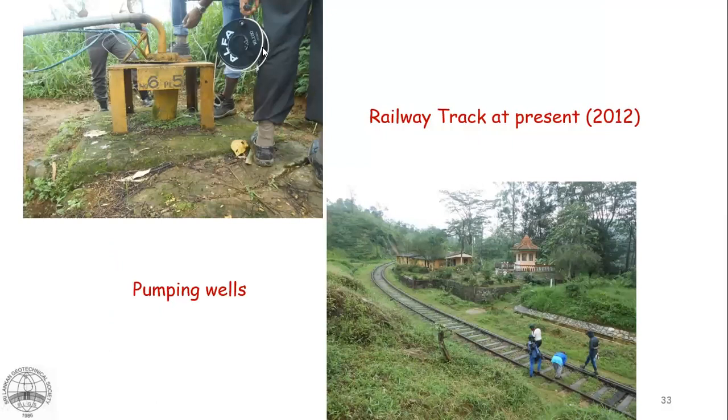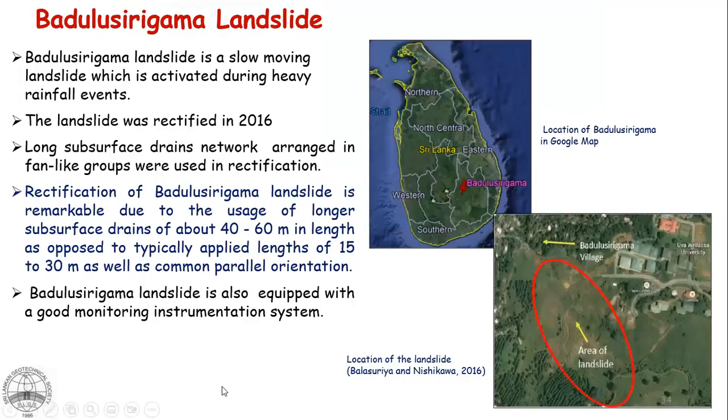So that is how the railway track is seen now. Right, so that's one of the most famous landslides in Sri Lanka, which we have successfully stabilized by subsurface drainage along with surface drainage. So still today, the railway is operating without any disruption.